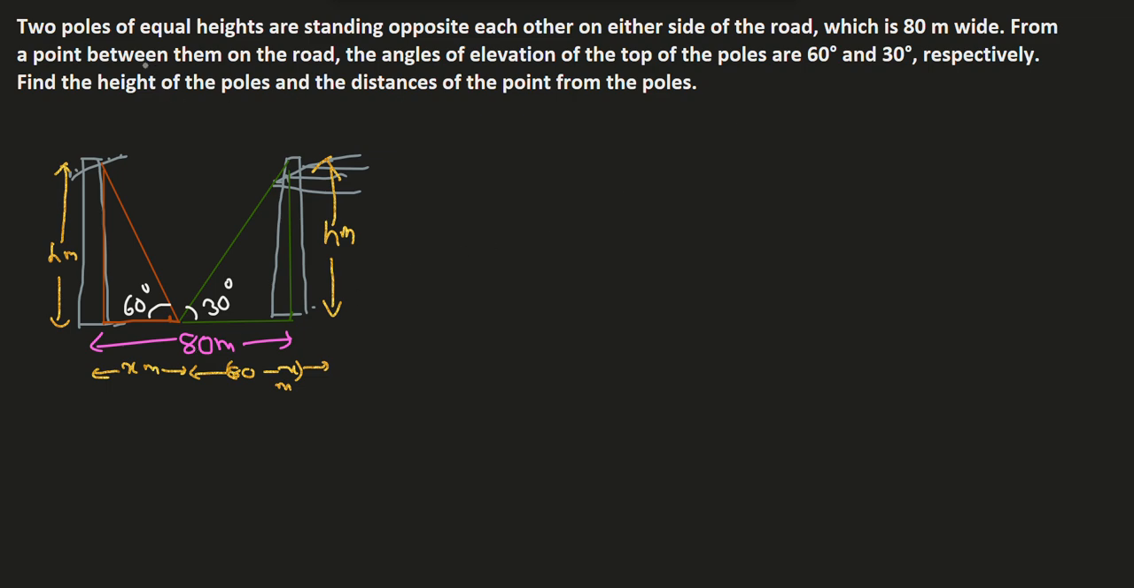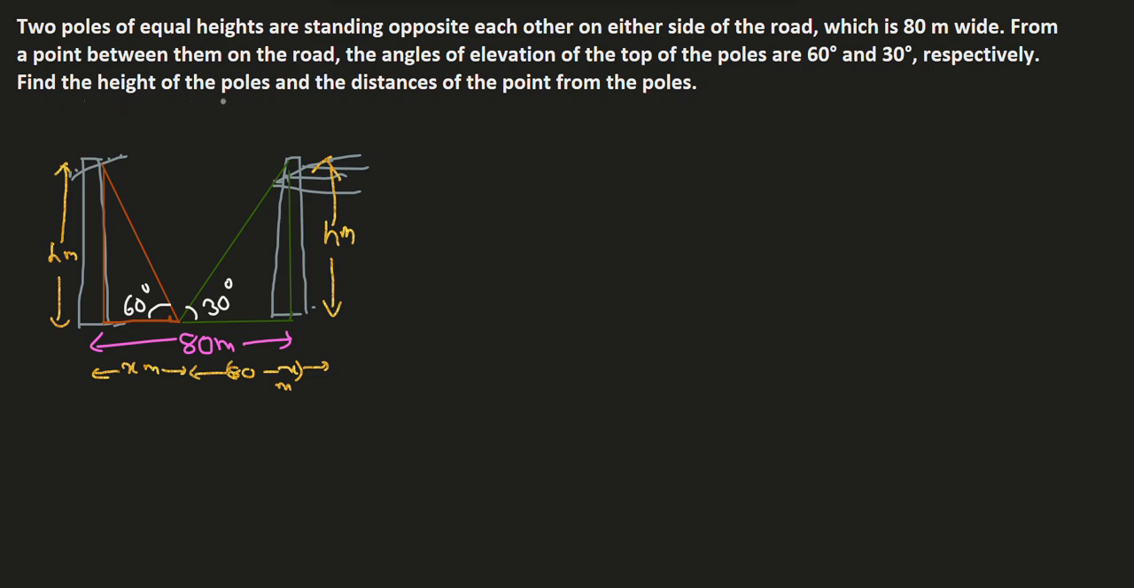From a point between them, not in the midpoint. In between means here or here or here or here. The point of observation is here. Then the angle of elevation of the top of the poles is 60 degrees and 30 degrees. As it is nearer to the point, the angle of elevation is more. Therefore, this is 60 and this is 30 degrees.